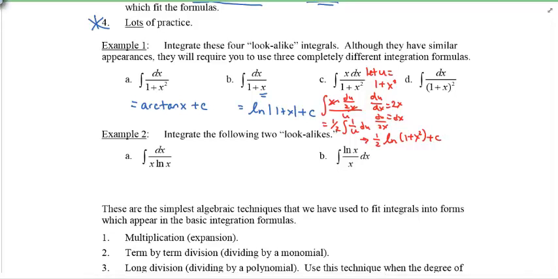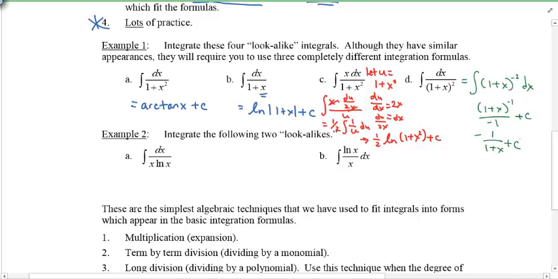And if you look at part D, notice this is 1 plus x all squared. I'd suggest you rewrite that as 1 plus x to the power of negative 2 dx. And then you can just use the general power rule to help you out here. Add 1 to the exponent, divide by the new exponent, plus c. Look at this. 4 totally different answers for 4 very similar looking questions.